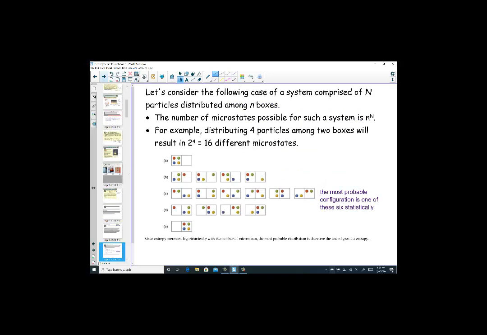Let's consider the following case of a system comprised of N particles, capital N for the number of particles, distributed among n, lowercase n, number of boxes. The number of microstates possible for a system is n, the number of boxes, raised to the capital N, the number of particles. For example, let's take 4 particles. We have a red particle, a blue particle, a green particle, and a yellow particle. So 4 particles.